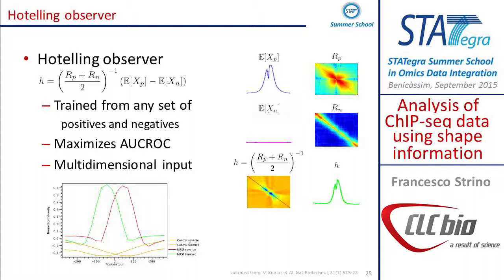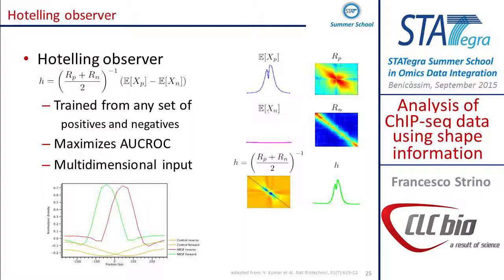And the way to do it is just to calculate the correlation matrix. And so we take an average of the positives and negatives and just invert it. And this can be trained from pretty much any set of positives and negatives. So as long as you can find some shapes and you can put them there and try to learn the filter. It has the nice property that it maximizes the AUROC. So among all the linear filters, all the things that are linear that you can do, this is the one that will distinguish the best between positives and negatives.